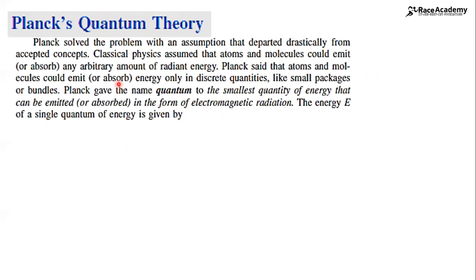Finally, that problem is solved by Planck's quantum theory, which tells us that atoms and molecules may emit or absorb energy only in discrete quantities, like small packets or bundles. Planck gave them the name quantum, the smallest quantity of energy that can be emitted or absorbed in the form of electromagnetic radiation. The energy E is directly proportional to the frequency and is formulated as E equals h nu.